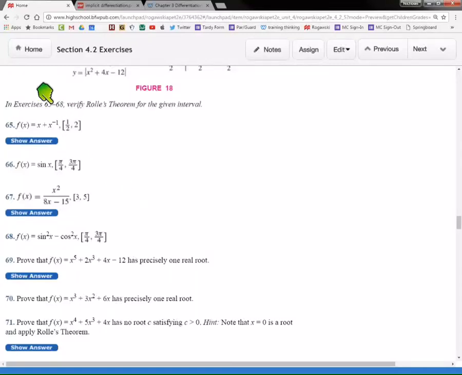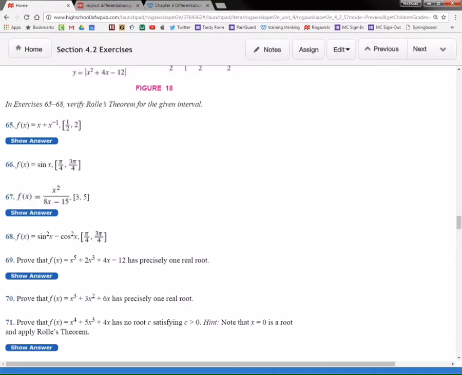Okay, so how do you verify Rolle's theorem on this given interval? We're going to look at 67 here for a second. Now, I don't know what this function looks like. I mean, I can find out by graphing it. I have an idea what it looks like, but anyways, that's beside the point. How do we verify Rolle's theorem?